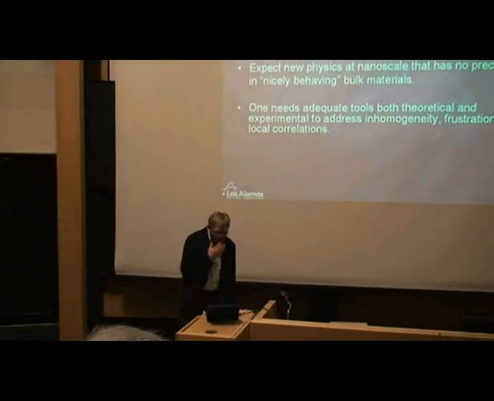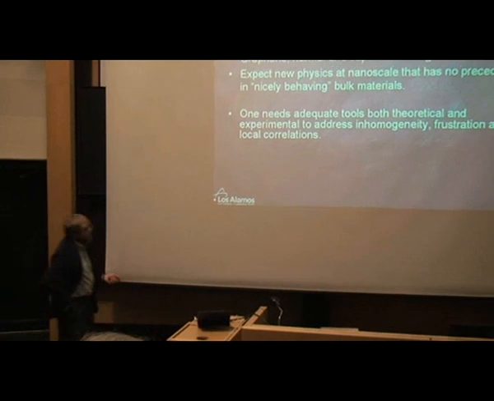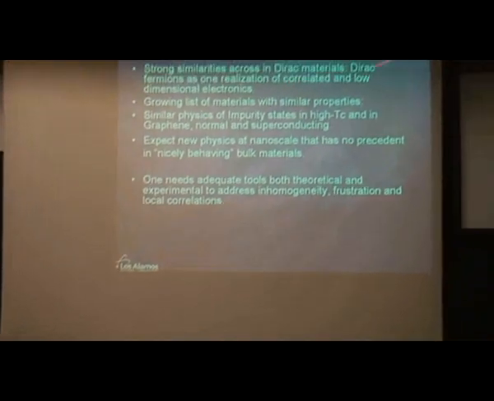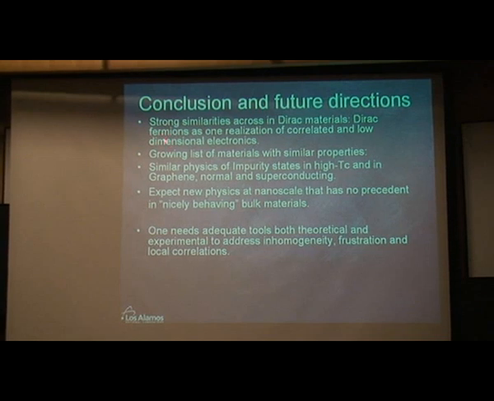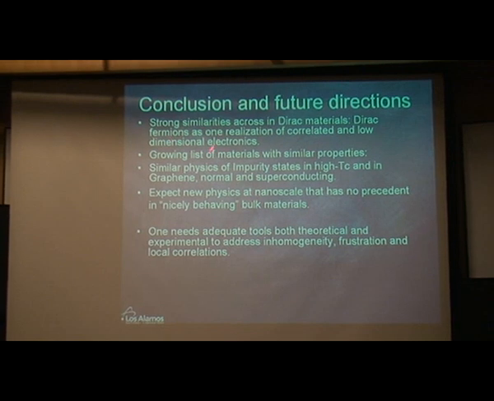So let me conclude. I would like to conclude with the future direction, pointing out some inadequacies in the current approach. I would say that there are some strong similarities across Dirac materials. This is the idea of Dirac fermions living in strongly correlated matter, where low dimensionality and strong correlations can strongly affect the properties of these excitations.